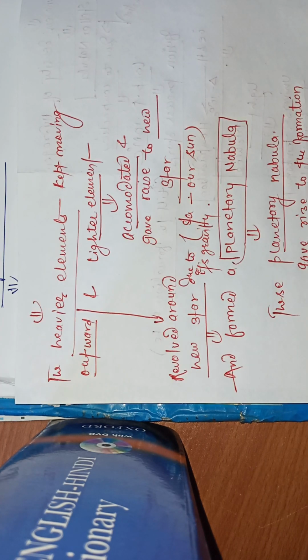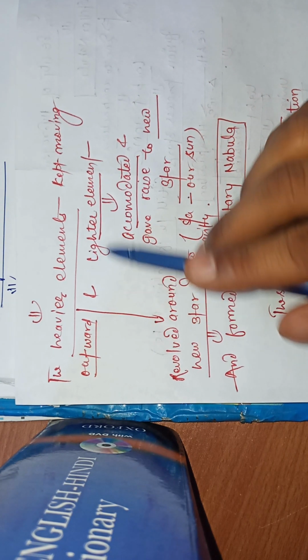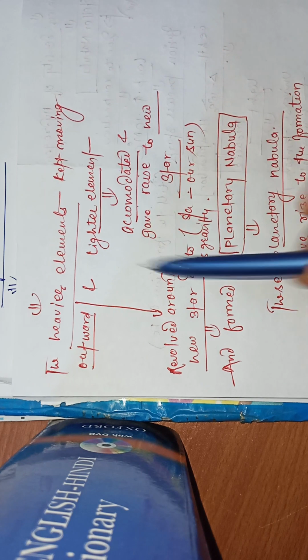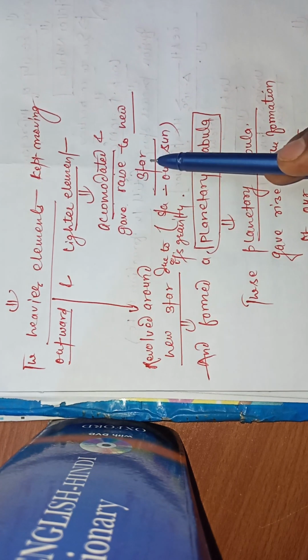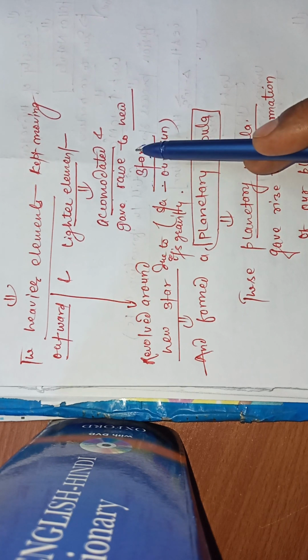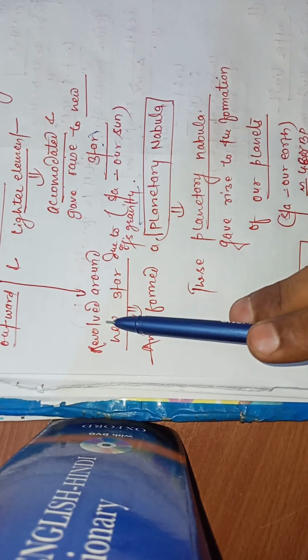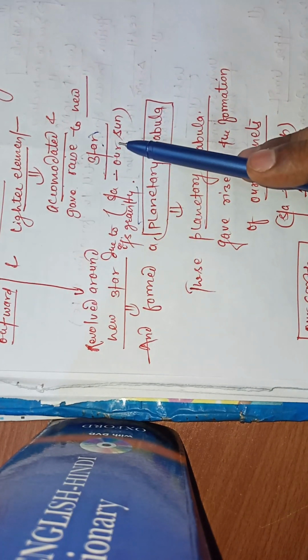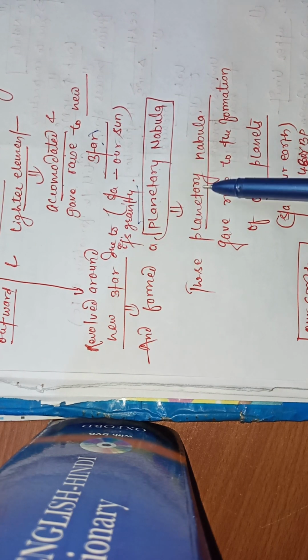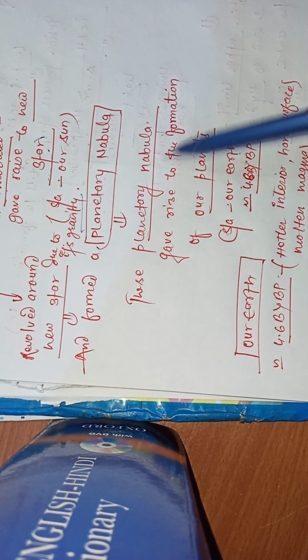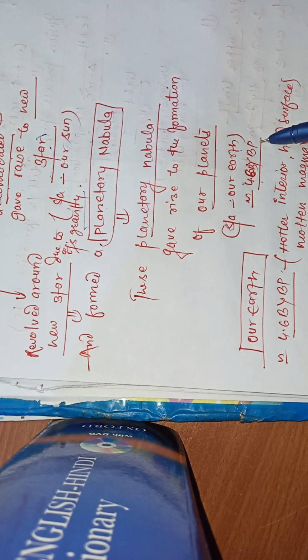As we have seen earlier, with the fusion processes, heavier elements and lighter elements were together. Heavier elements kept moving outward, while lighter elements accumulated and gave rise to the new star. The heavier elements revolved around the new star due to its gravity and formed a planetary nebula. These planetary nebulae gave rise to the formation of our planets, such as our Earth. These planets formed around 4.6 billion years before present.